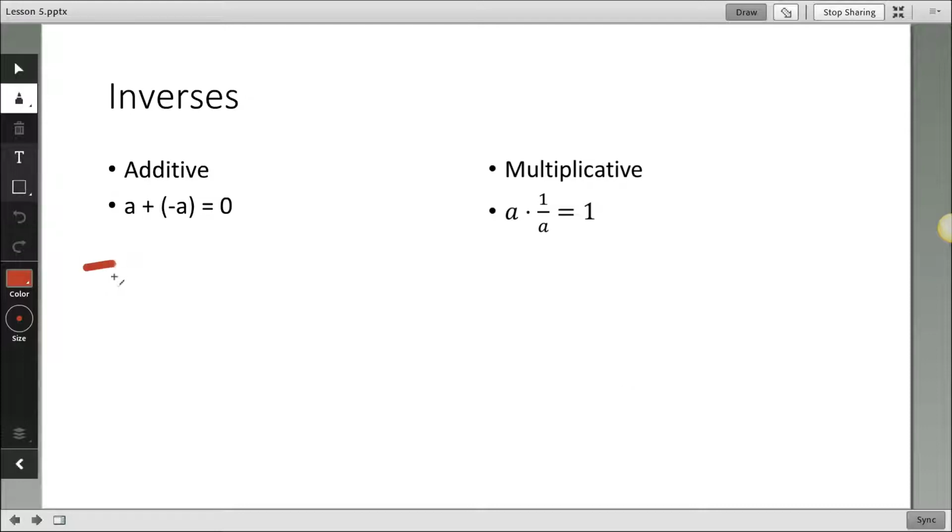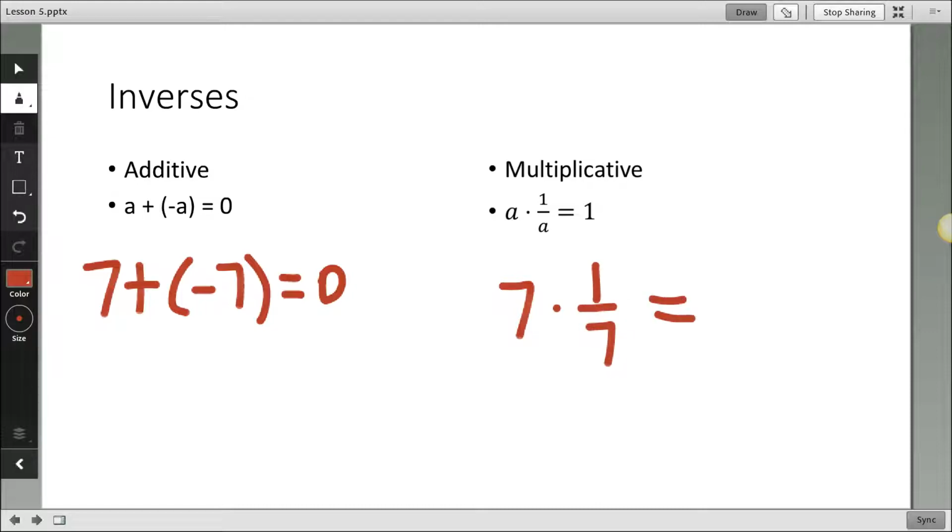So 7 plus negative 7, that's an additive inverse. This is the property you're going to use to solve a lot of equations. 7 times 1/7 equals 1. That's the multiplicative inverse. So inverses, you're trying to cancel something out. For addition, you're trying to get to 0. For multiplication, you're trying to get to 1.